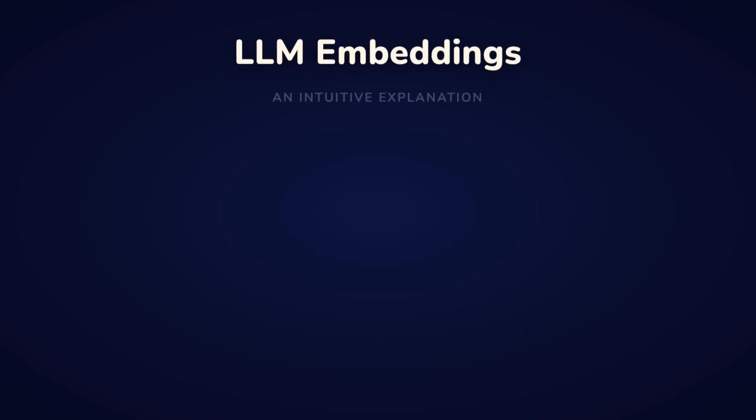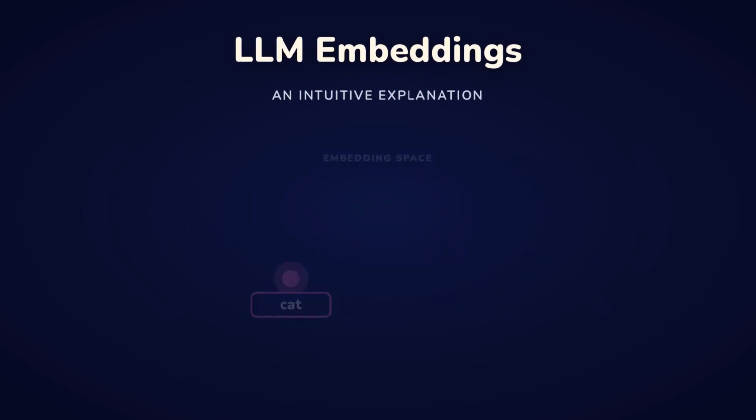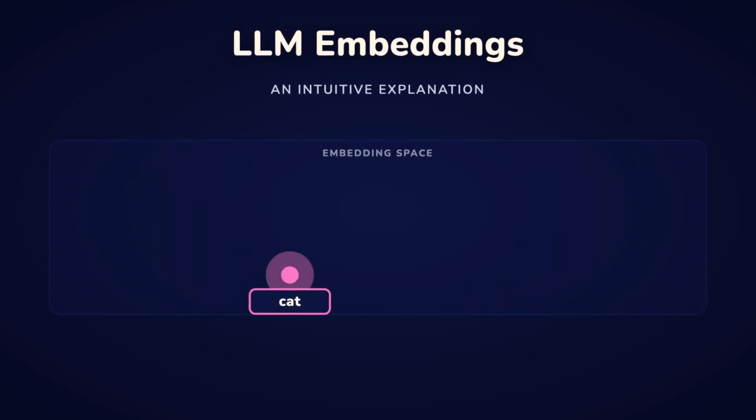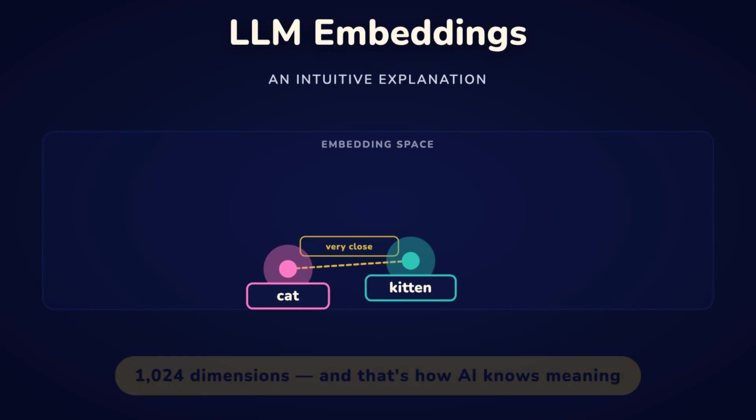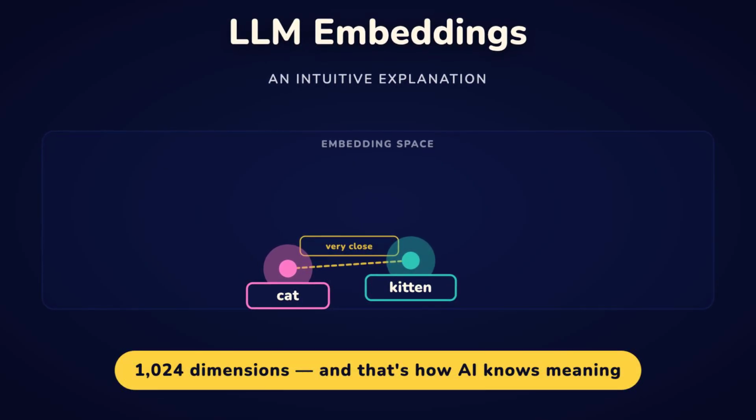An AI sees the word cat as a point in 1024 dimensional space, and kitten sits right next to it. That's how it knows what words mean.